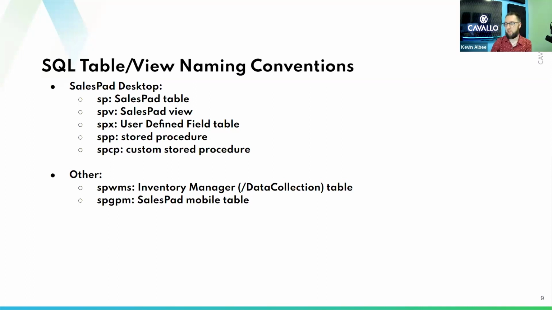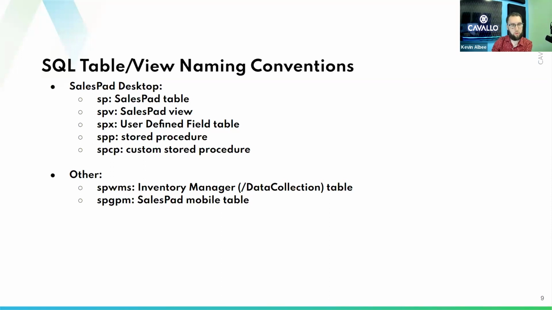Preference tables in SQL are usually where the actual data is stored. The views are usually bringing those tables together to have a more easily accessible place to view the data, so you're referencing multiple tables at once. SPX is going to be all of our tables for user-defined fields. That goes across your sales document user-defined fields, inventory item master ones, customer, and so on.